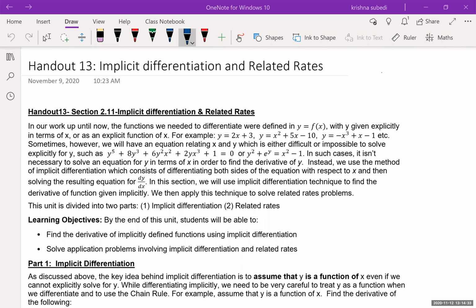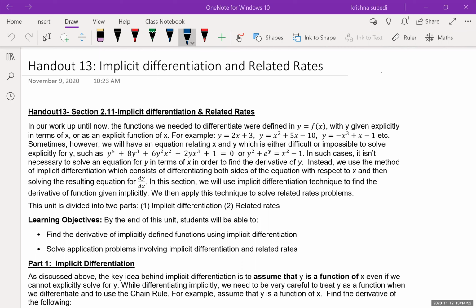Section 2.11, Implicit Differentiation and Related Rates. In our work up until now, the functions we needed to differentiate were defined as y equals f of x, with y given explicitly in terms of x, or as an explicit function of x.